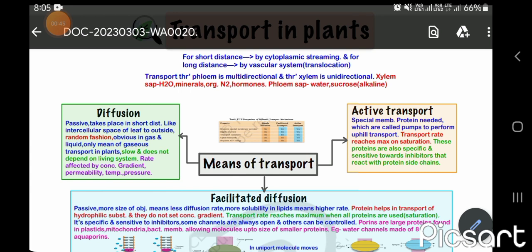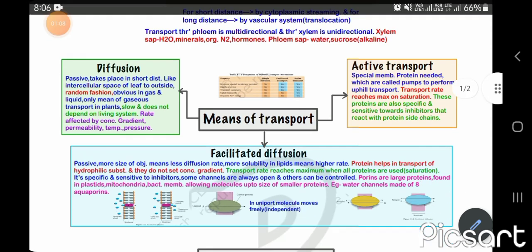Then for short distances, transportation is done by cytoplasmic streaming, and for long distances it is done by the vascular system, that is translocation. Transport in the phloem is multidirectional and in the xylem is unidirectional. Xylem sap: H2O, minerals, organic nitrogen, hormones; and phloem sap: water and sucrose, which is alkaline.